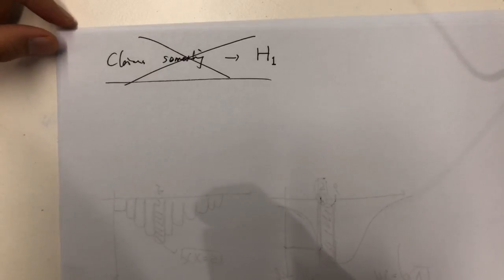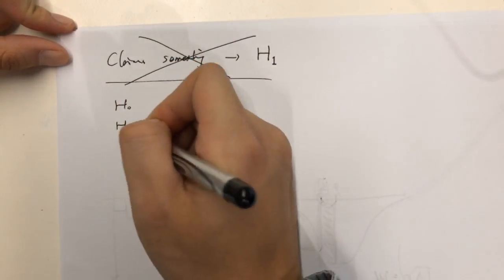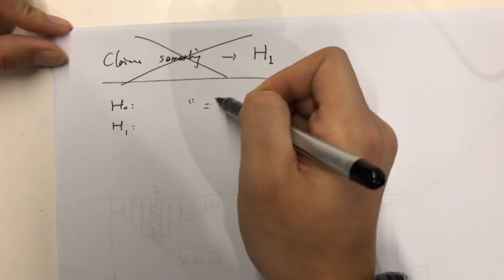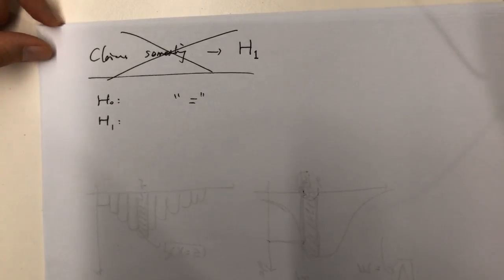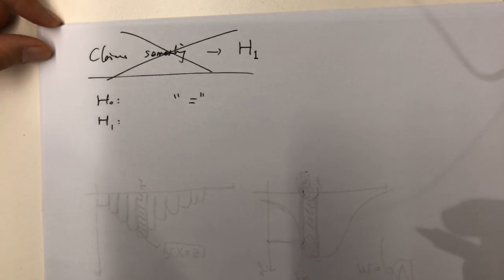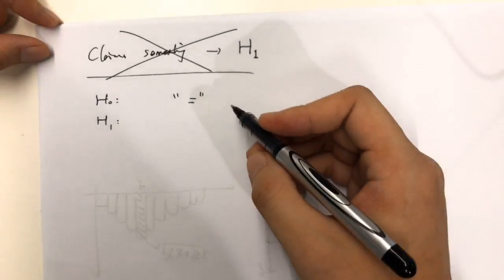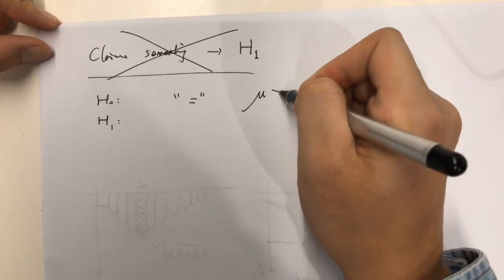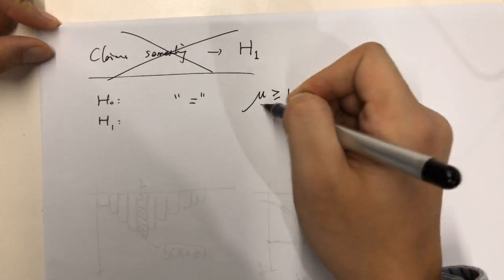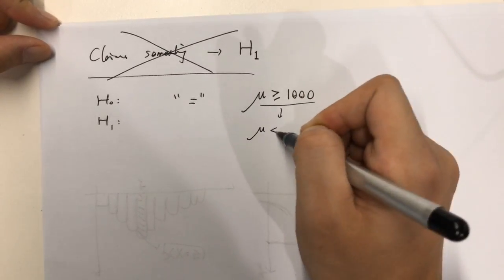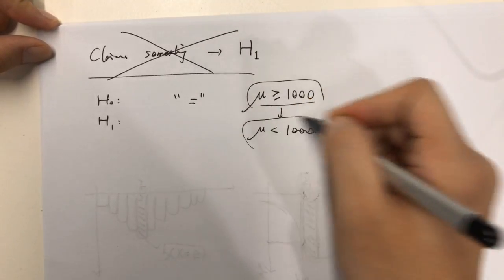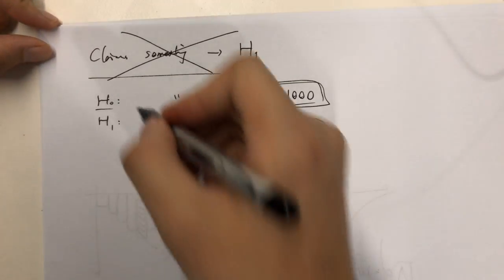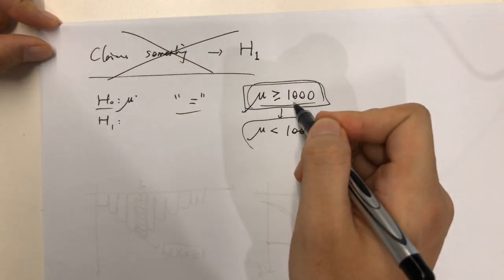The only way of determining the null hypothesis and the alternative hypothesis is to see where the equal sign is. For this question, the manager claimed that the expected value of the revenue will be no less than 1,000. So his claim is mu greater or equal to 1,000, and the contradictory must be mu less than 1,000. Which one has the equal sign? This one has the equal sign, right? That's why we put the null hypothesis as mu greater or equal to 1,000.